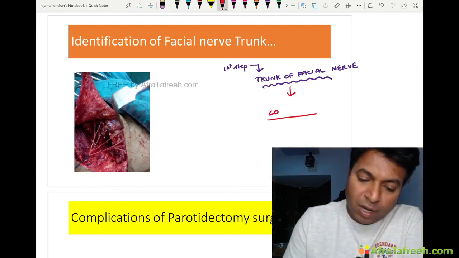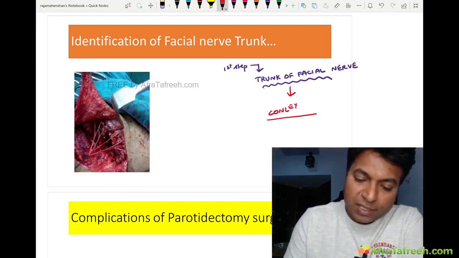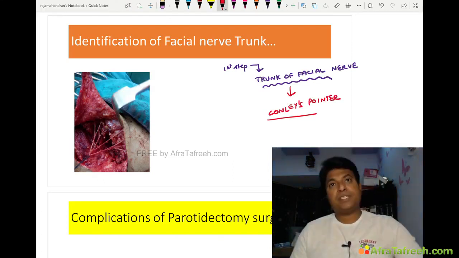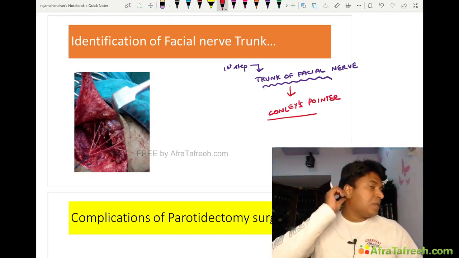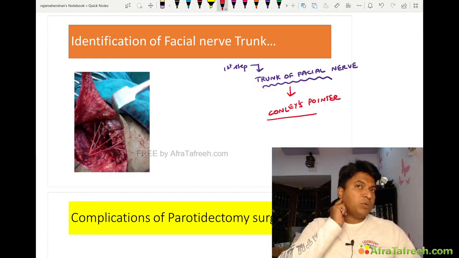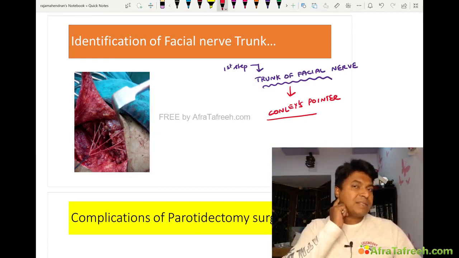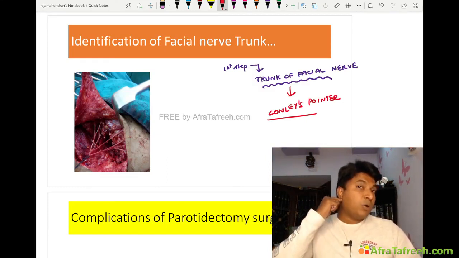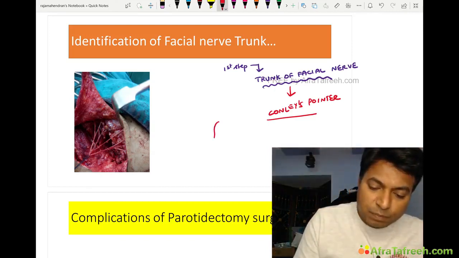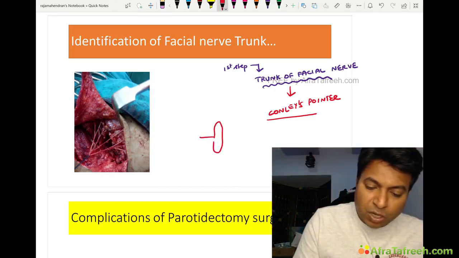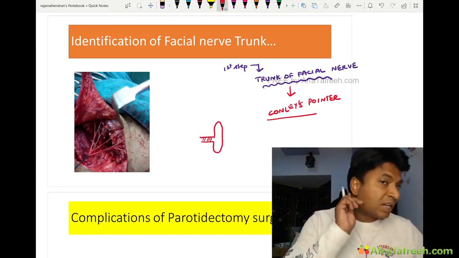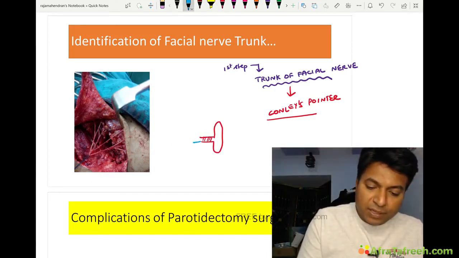By Conley's pointer. What is this Conley's pointer? This question is again a repeat NEET PG question. So when you palpate for Conley's pointer, you just palpate your external auditory meatus. There is a cartilaginous part. When you go deeply, you can palpate the bony part. So this is the ear, and this is the cartilaginous part of external auditory canal joining the bony part.